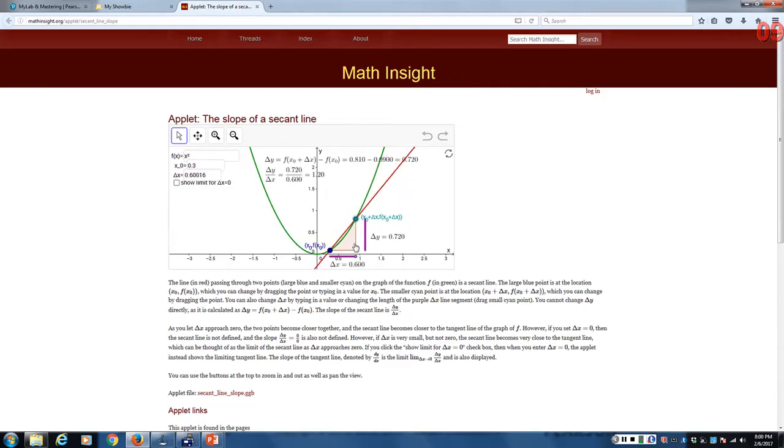So as I let that get closer and closer, what you see happening is that the denominator is shrinking closer and closer to 0. But when I actually let them merge, it goes to undefined because we can't find slope with just one point.